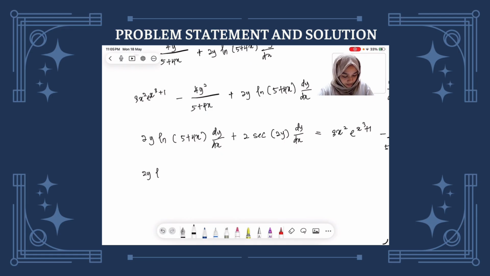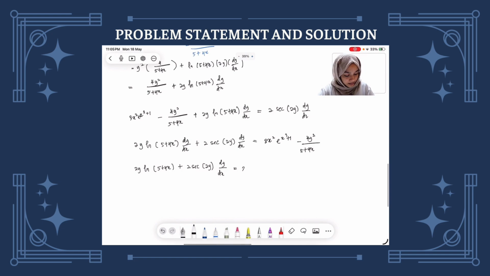2y ln 5 plus 4x plus 2 sec 2y dy over dx equals 3x squared e to the power of x cubed plus 1 minus 4y squared over 5 plus 4x. Okay, this is step 3. And then the last step is we solve for dy over dx.